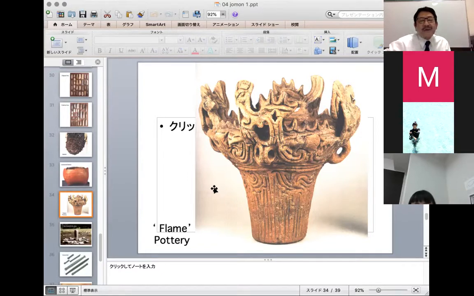This is your homework. Just please imagine why they had to do this. They had to do this. It's not a free creation like artwork. I will explain about that later too. So this is one of the biggest mysteries and most interesting parts of the Jomon culture.